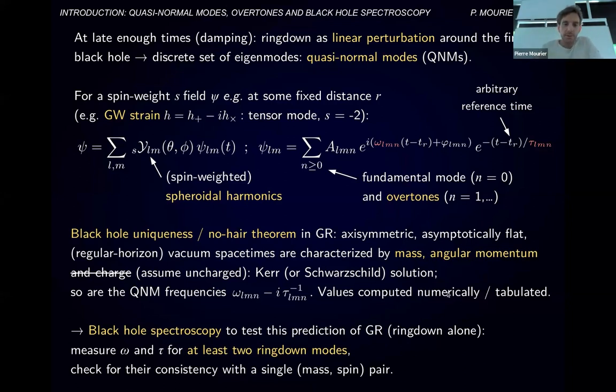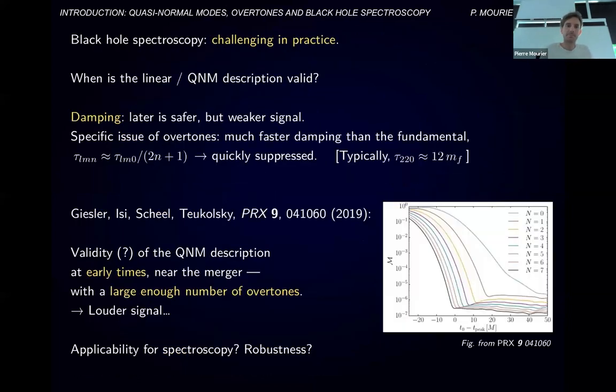Black hole spectroscopy then consists in testing this prediction of general relativity from the ringdown alone, by measuring frequency and damping time for at least two ringdown modes, or at least three of these four parameters, and then checking their consistency with a single pair of mass and spin values.